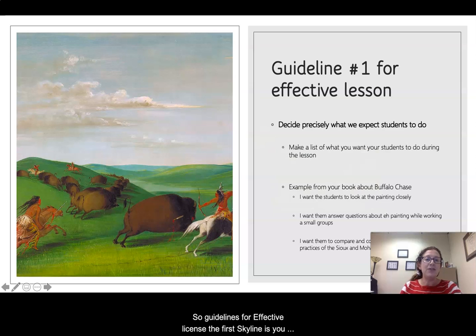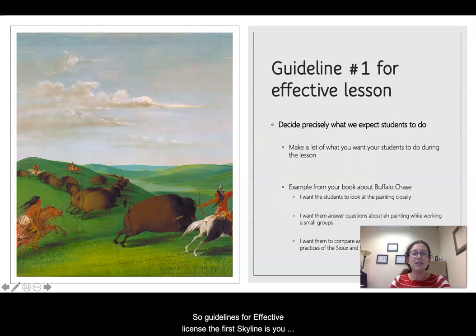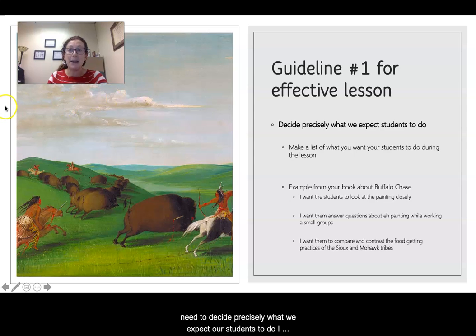So guidelines for effective lessons. The first guideline is you need to decide precisely what we expect our students to do. I always recommend, even if you're not going to be writing that full 12-page lesson plan that you do at Nicholls State, that you still make a list of what you want your students to do during the lesson and decide where, when you're creating those presentations and activities, where you want them to do certain things. So don't assume that you're going to be doing everything at the end because that's kind of boring. You want to try to do things during the lesson.